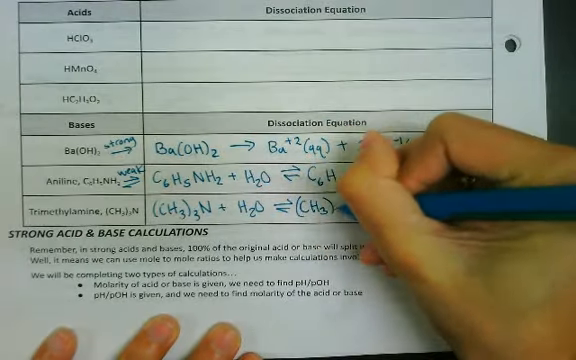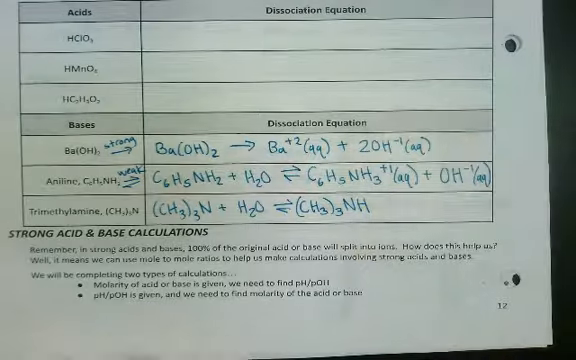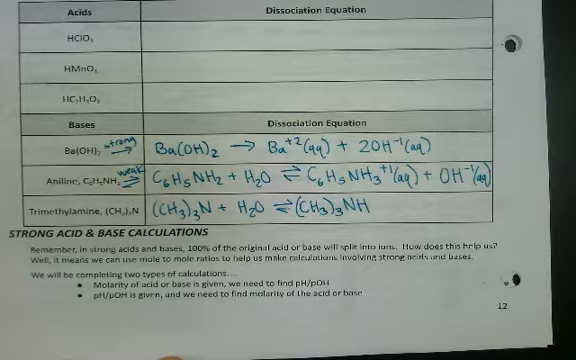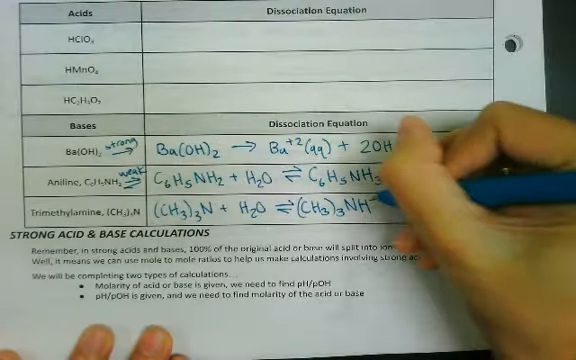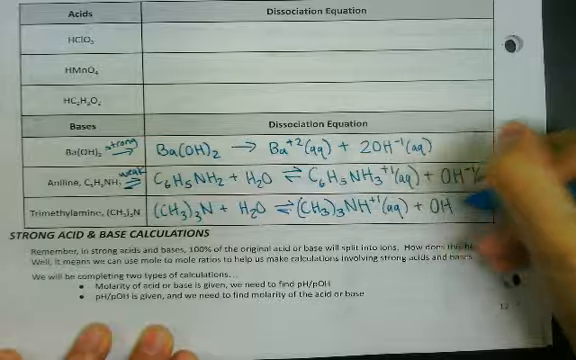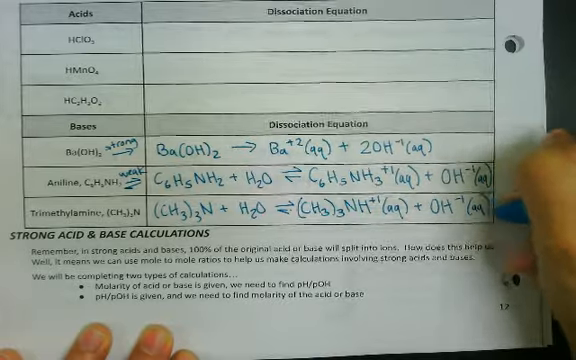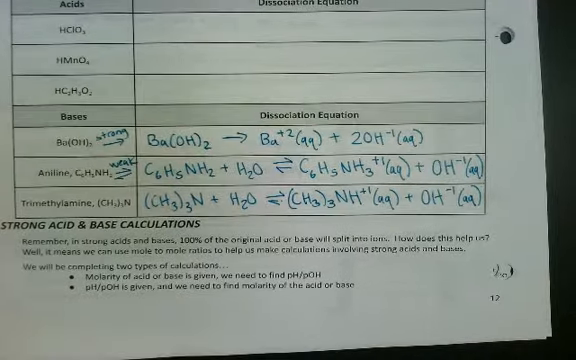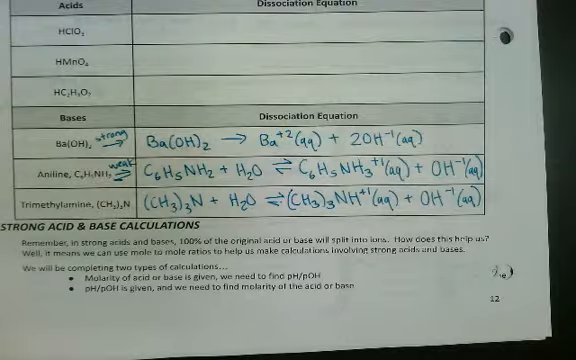Okay? So what's that charge going to be now, y'all? +1. Yeah, it will be +1. And then you'll have the OH. Okay? That is how you write a dissociation equation for an amine base. You must include water as a reactant.